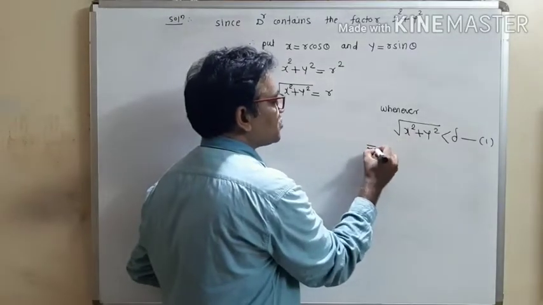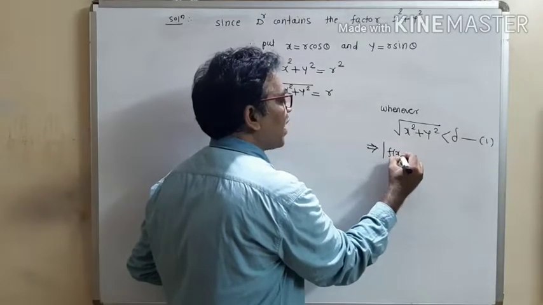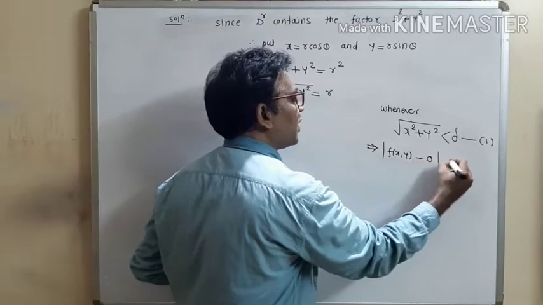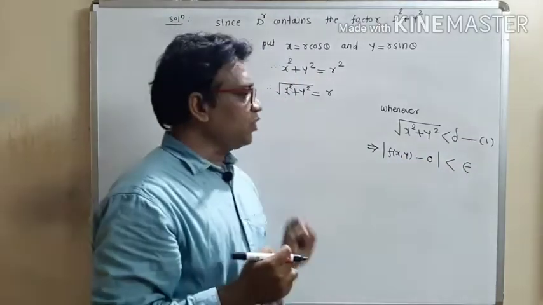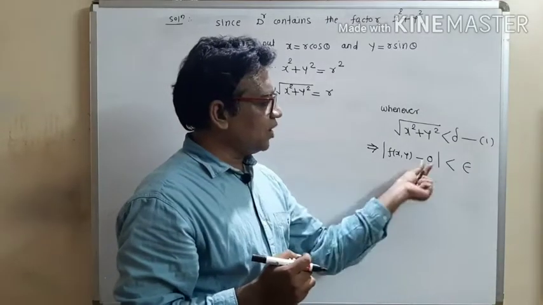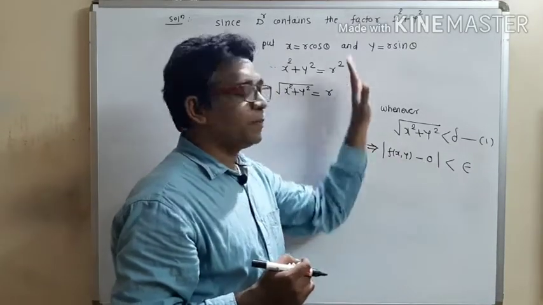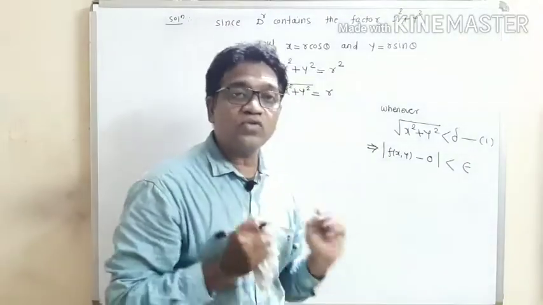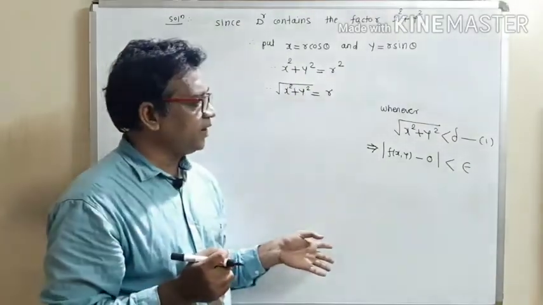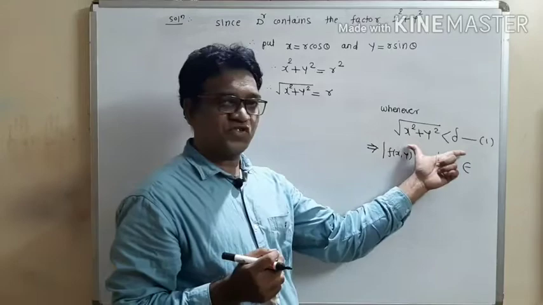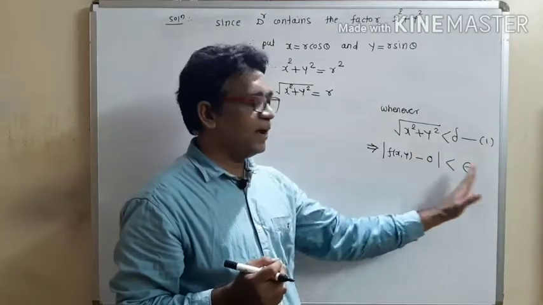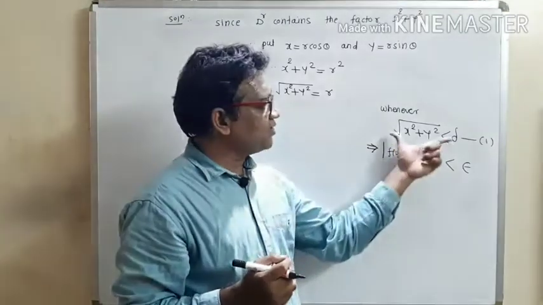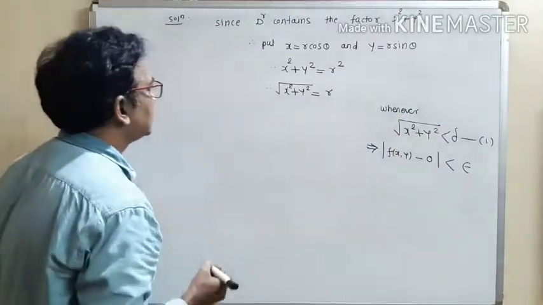Use this equation and prove that the value of modulus f(x,y) minus 0 is less than epsilon. Then, according to the definition of limit, this 0 is called the limit of that particular function. So see how to show the 0 limit. Just use this equation and prove that the value of this modulus is less than epsilon. So consider this step.